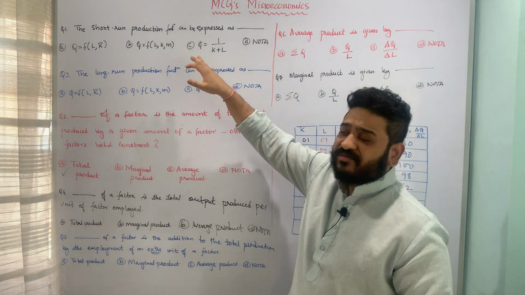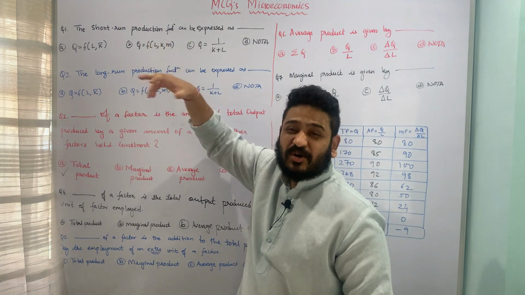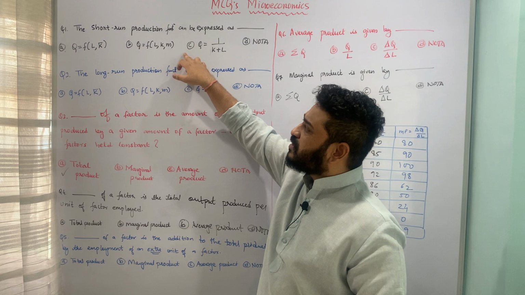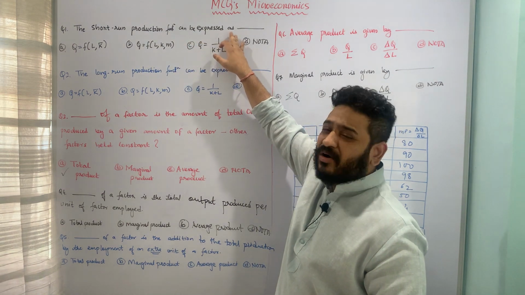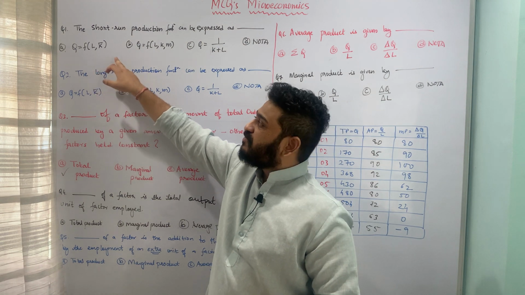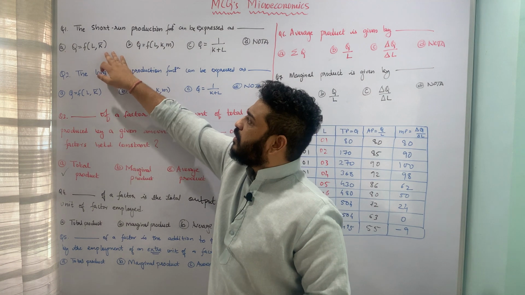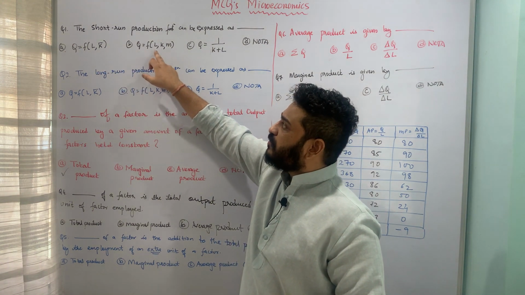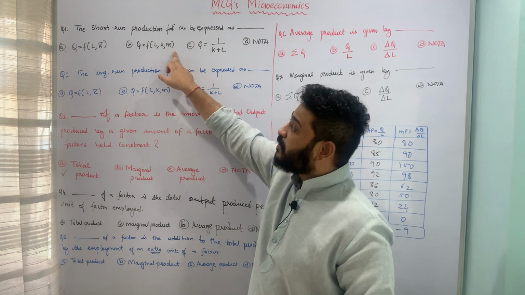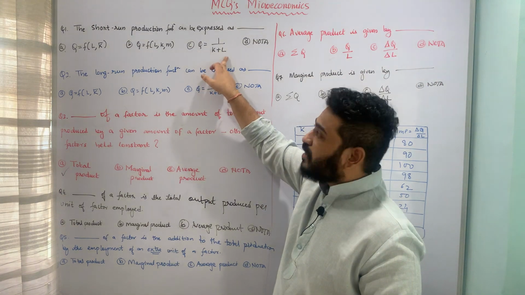The short-term production function can be expressed as dash. The short-term production function is also called the law of variable proportions, and therefore the law of variable proportions can be expressed as what? The first is Q, which is output, is a function of labor and capital. Capital is kept constant because it has a bar on it. Thereafter we have Q is a function of labor, capital and machine, or capital and material per se. Then we have Q is equal to 1 upon the summation of capital and labor, and the last is none of the above.